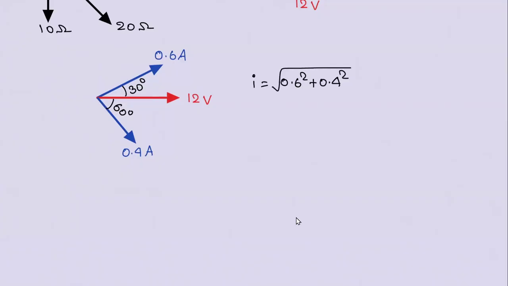Okay, what do they want? In the given circuit, calculate current I and whether the current lags or leads by how much angle. This is question number 13. Now, how to deal with it? Current is 0.4, 0.6, right?